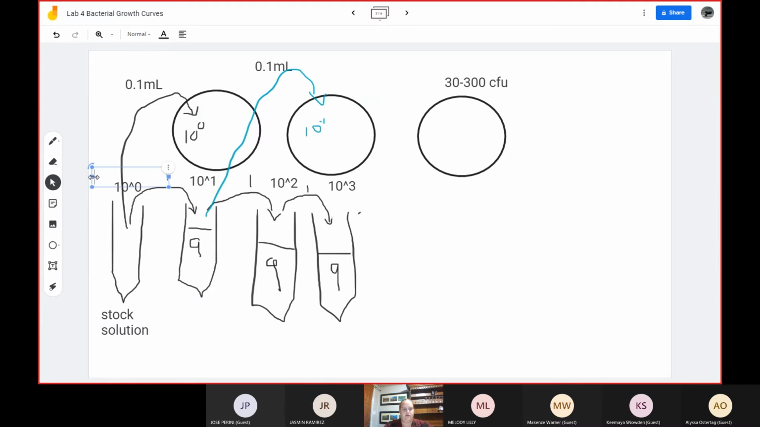So I should note that this is dilution factor, which is represented by a positive number. So this would be 0. This would be 10. This would be 100. This would be 1,000. Whereas our plates here are represented by decimals. So this would be essentially 0. This would be 0.1.